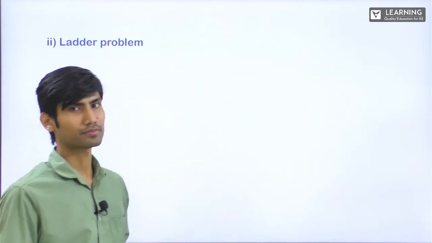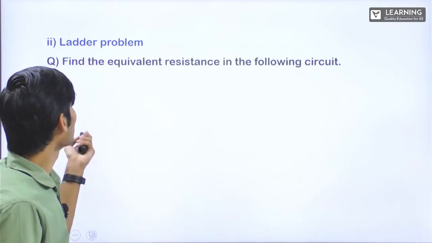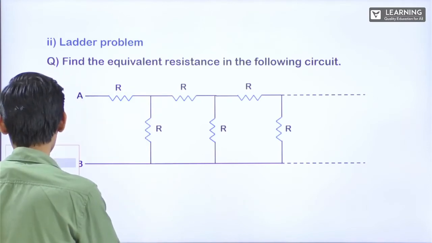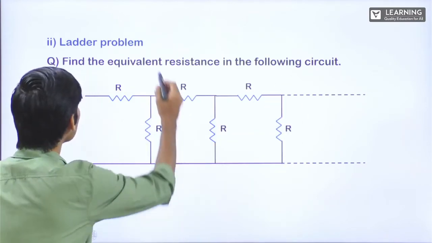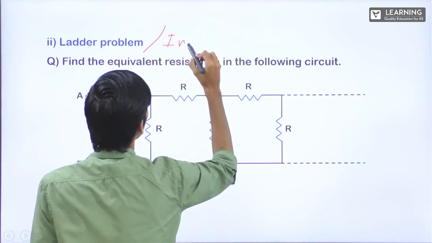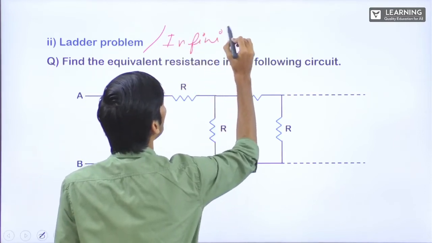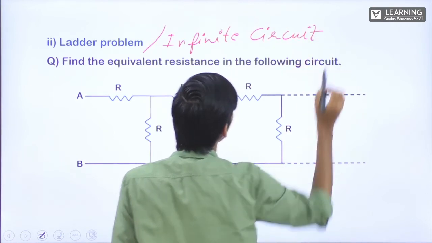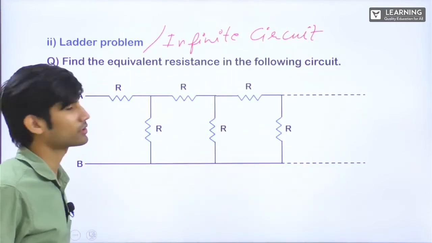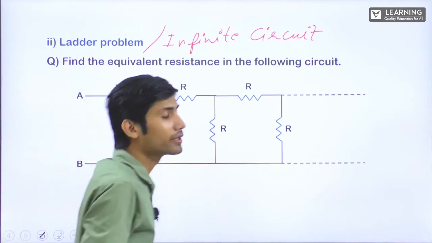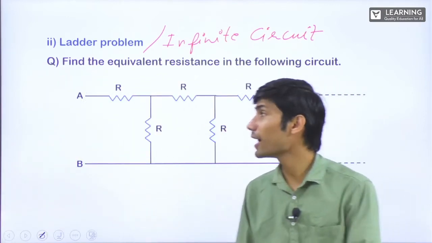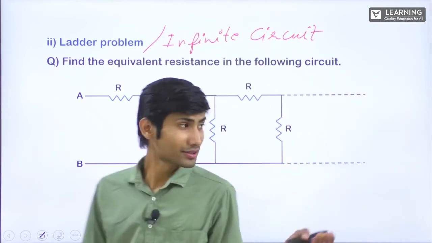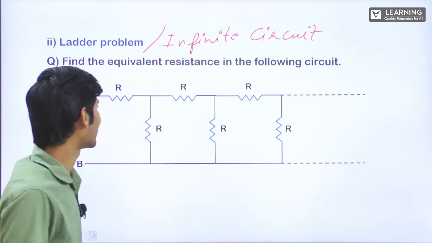Ladder problem. Again, these are very easy. Find the equivalent resistance in the following circuit. So this is the circuit. Ladder problem means this is an infinite circuit, or somewhere it will be written infinite circuit. It's the same thing. It looks like a ladder. That's why we have written ladder problem. Otherwise, it's an infinite circuit. Now you have to tell the R equivalent of this. Some people will be like, sir, we don't even know the number of resistances. How do we write R equivalent?